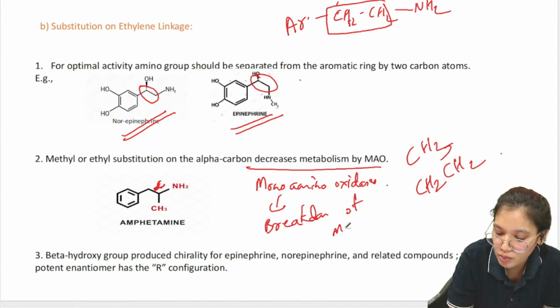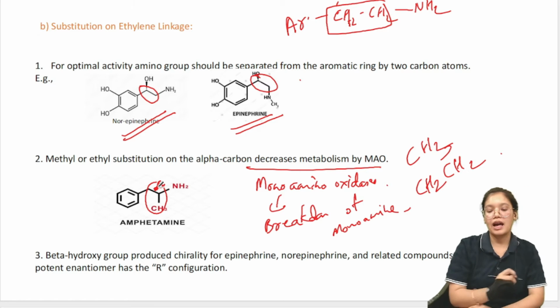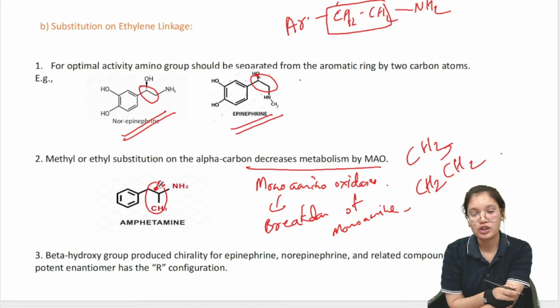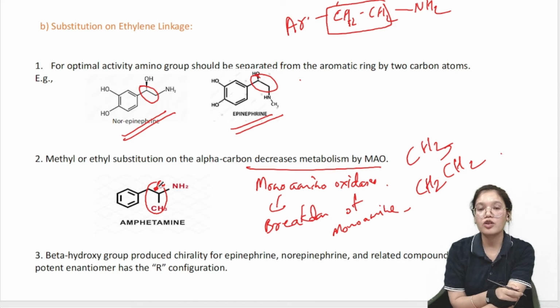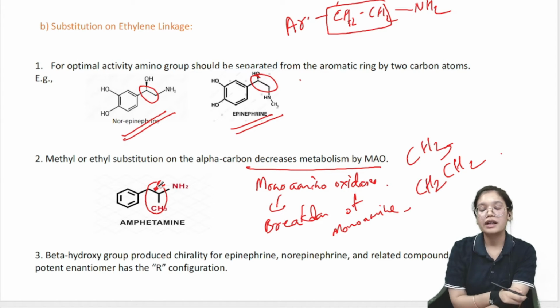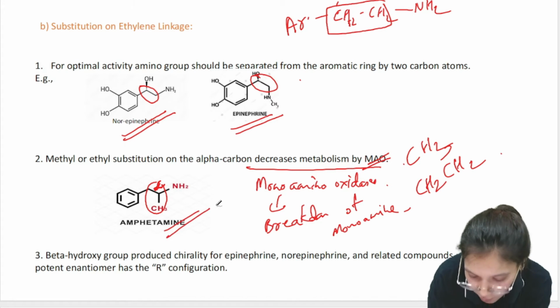So MAO is responsible for the breakdown of monoamine. If we substitute a methyl or ethyl group at this alpha carbon, its structure is now different from the natural monoamine. As it is different from the natural monoamine, MAO will not be able to recognize this structure and it will not degrade it. So that's why the decrease in metabolism by MAO will take place for amphetamine.